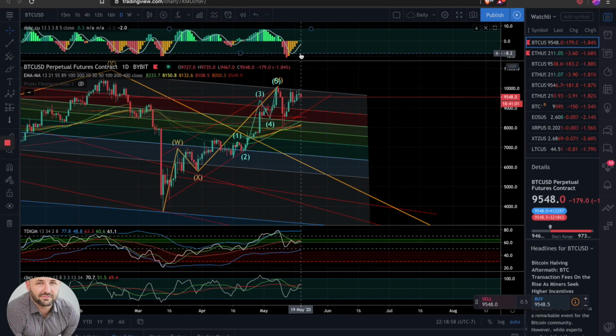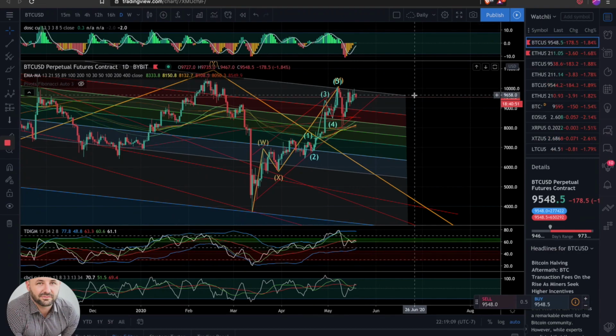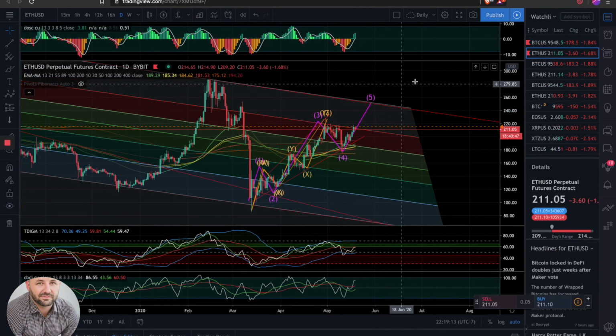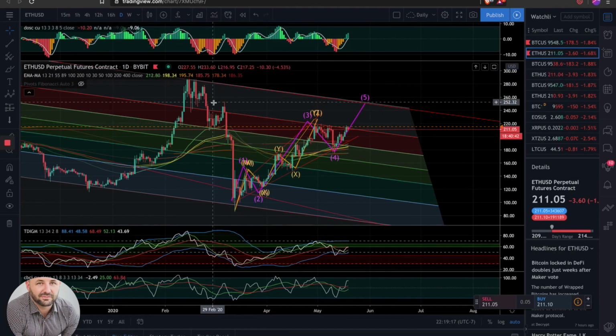So on the derivative oscillator, we are starting to curl up a little bit, but what... It doesn't look... There we go. Let's get back over to ETH here. Sorry, not Bitcoin. That's why it looked a little bit off.